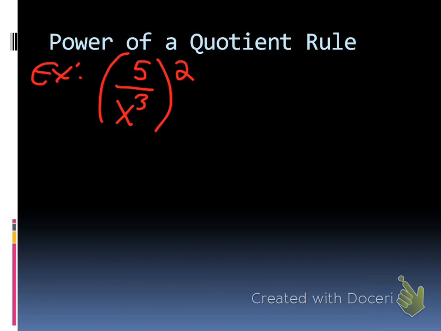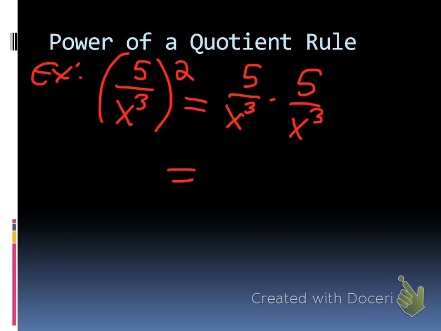Suppose I had this 5 over x cubed, that quantity squared. That leads us to our next rule, power of a quotient. I think that we could rewrite this as 5 over x cubed times 5 over x cubed, which I think is the same as 5 squared over x cubed, that quantity squared.